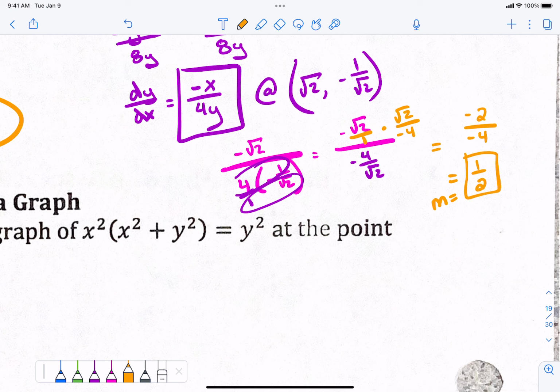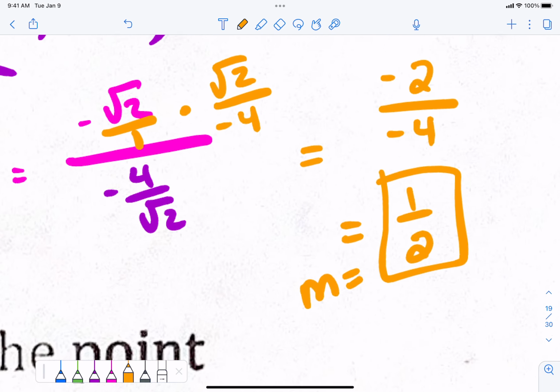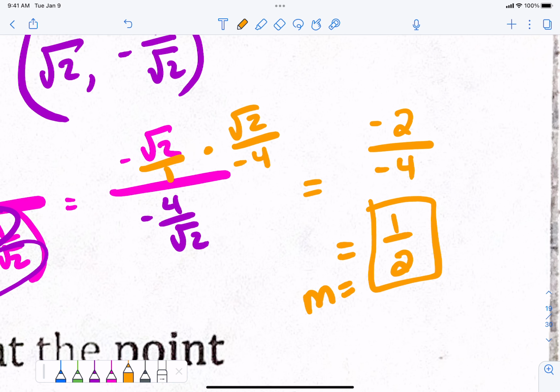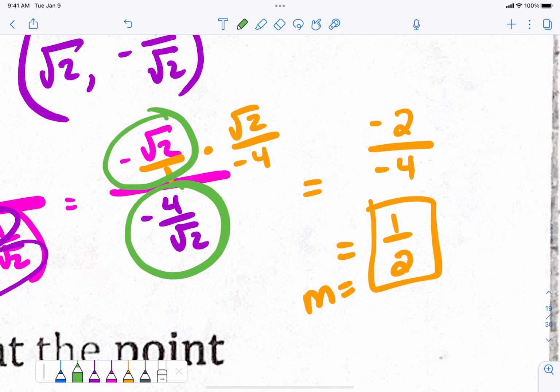When you went from that, right there, the negative square root of 2 over negative 4 over the square root of 2, what did you do there? You keep flip. You are taking a fraction and dividing by a fraction, which means you're multiplying by the reciprocal. Okay. You keep flip, right? You didn't draw an arrow. That would have been nice to know.